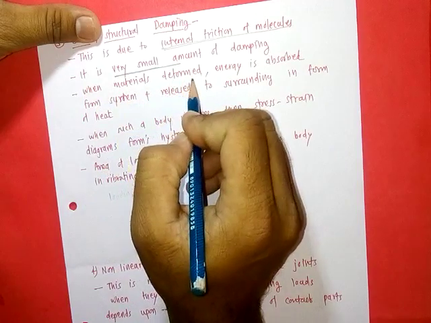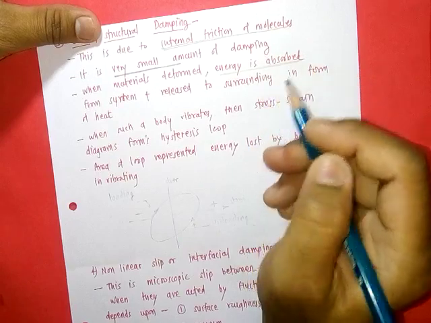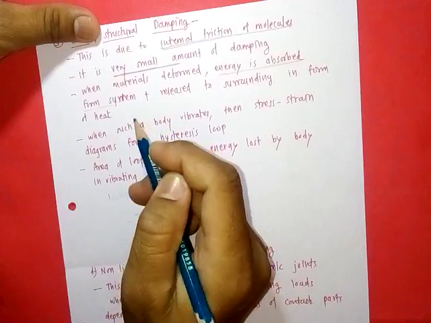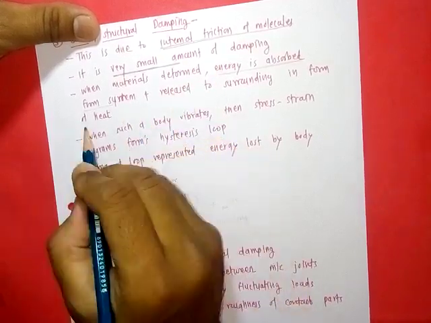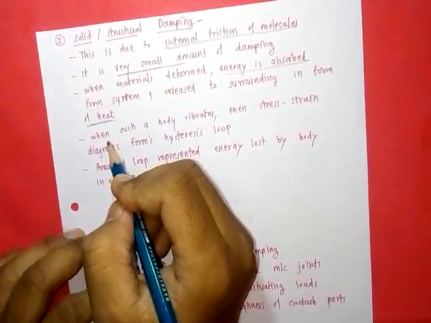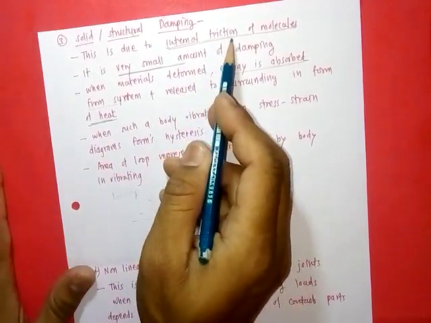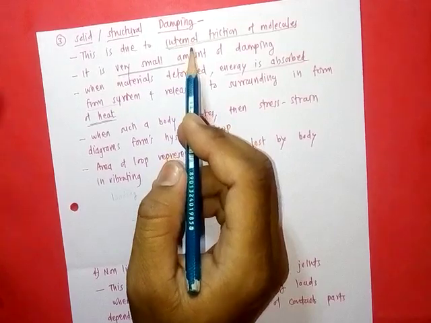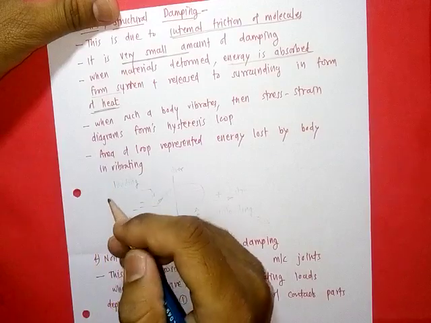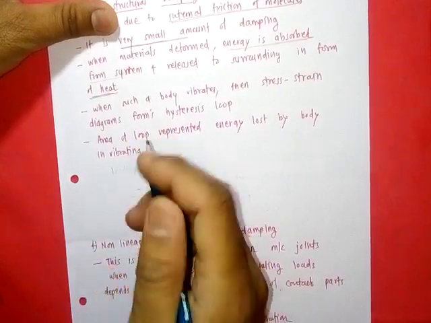When materials are deformed, energy is absorbed in the form of strain energy in the deformed objects, and this energy is released to the surroundings in the form of heat. So energy from the system is absorbed first in the deformed elements, and released due to internal friction of molecules to the surroundings. So energy is lost to the surroundings, and by continuously absorbing and releasing energy, finally our system comes to rest.